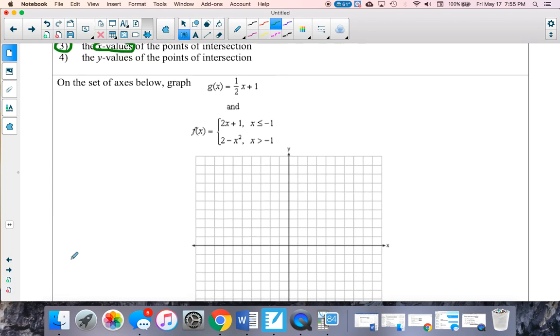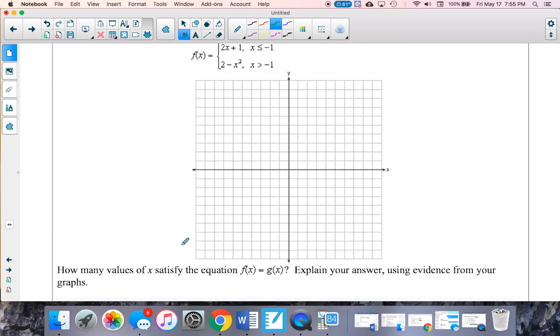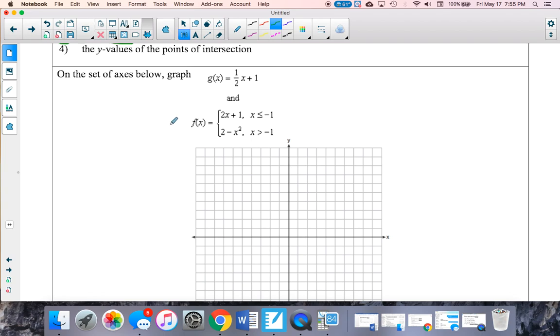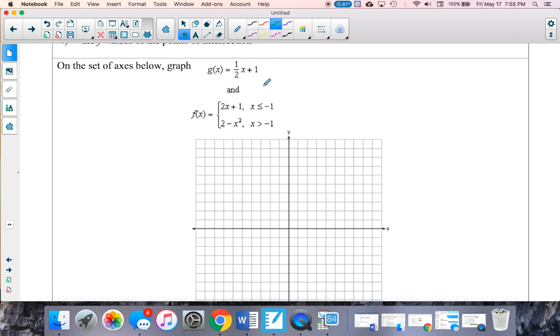Done. Oh my gosh. All right, last problem, I think. Nope. On the set of axes below, graph this. Okay, so g of x equals 1/2 x plus 1. Well, this is easy because we begin at 1 and we move at 1/2. Okay, so begin at 1.